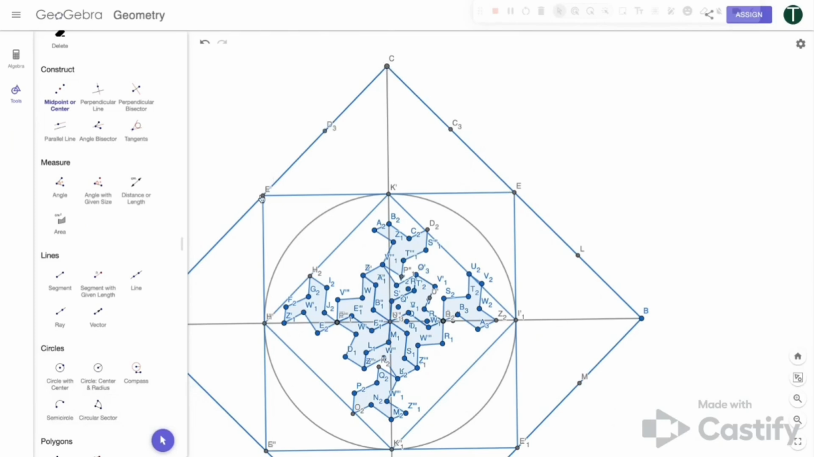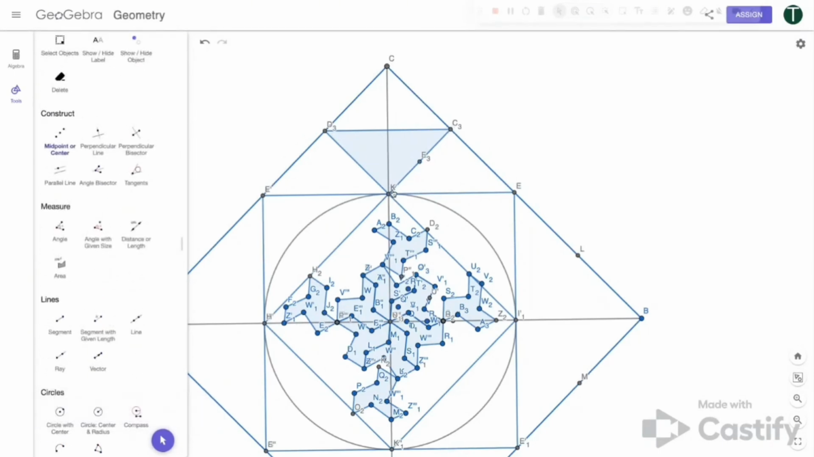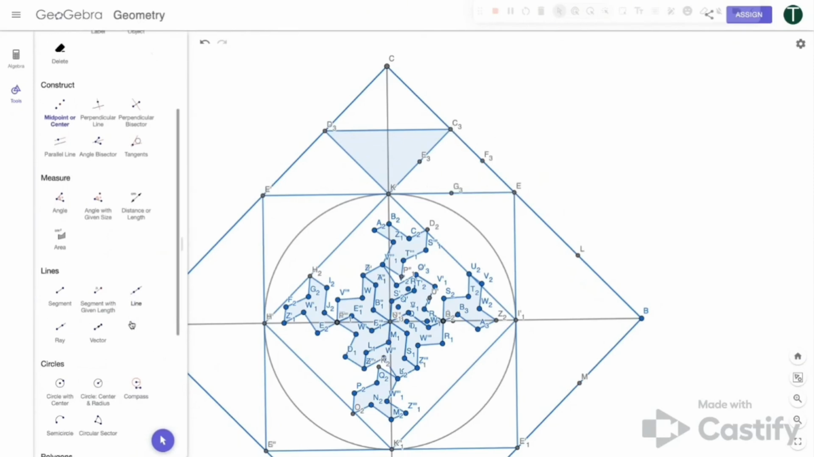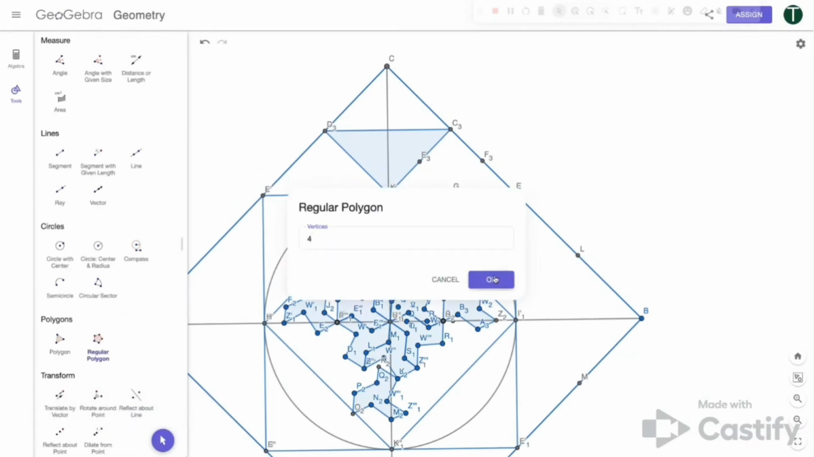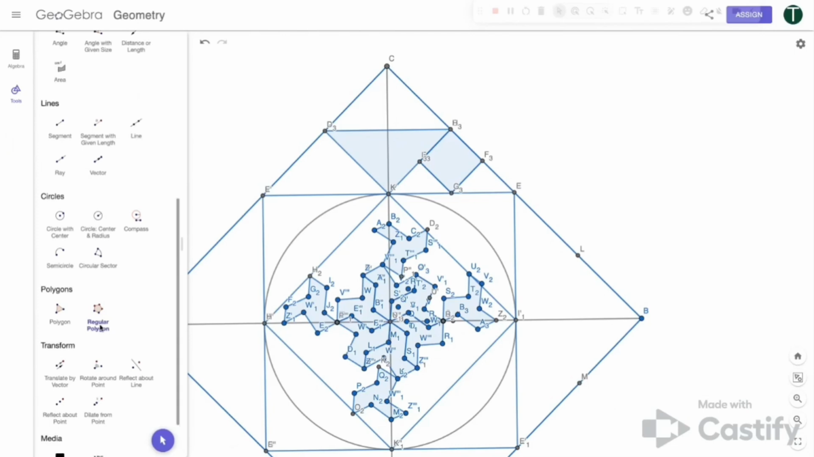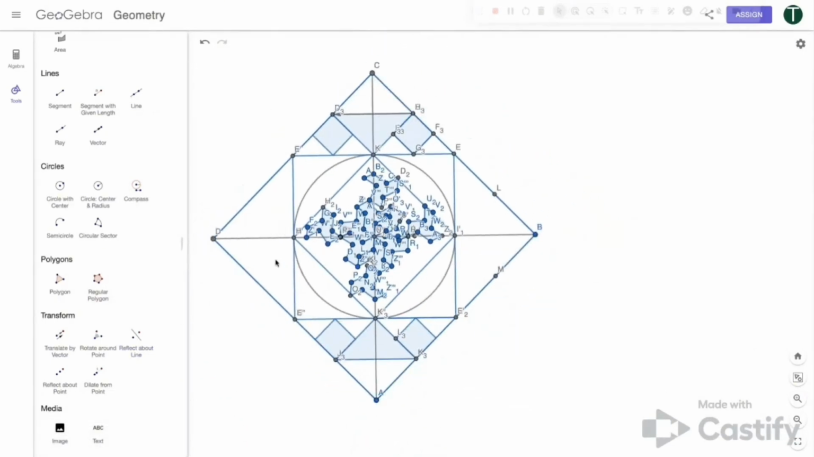Next, I created midpoints of CE. I then used the polygon tool to create an upside down triangle. Next, I created midpoints of the triangle and the sides around it and used those to create a square using the regular polygon tool. I then used the translate by vector tool to translate the square on the other side of the upside down triangle, using the upside down triangle as a vector. I then reflected that over the horizontal line so it showed up on the other side.